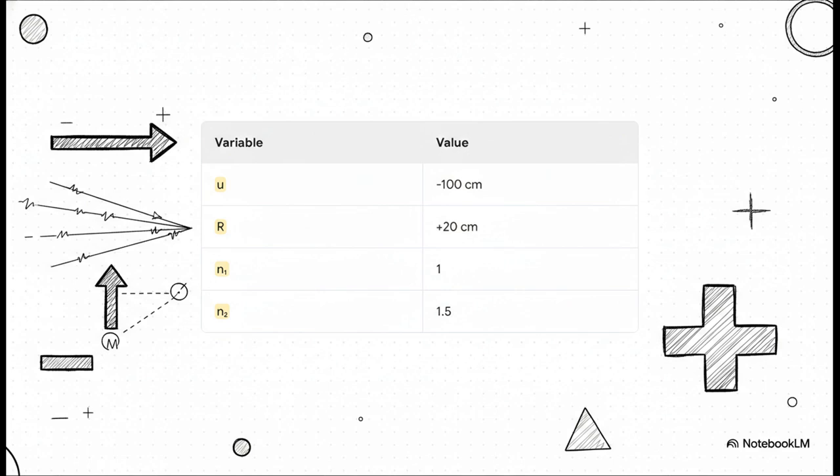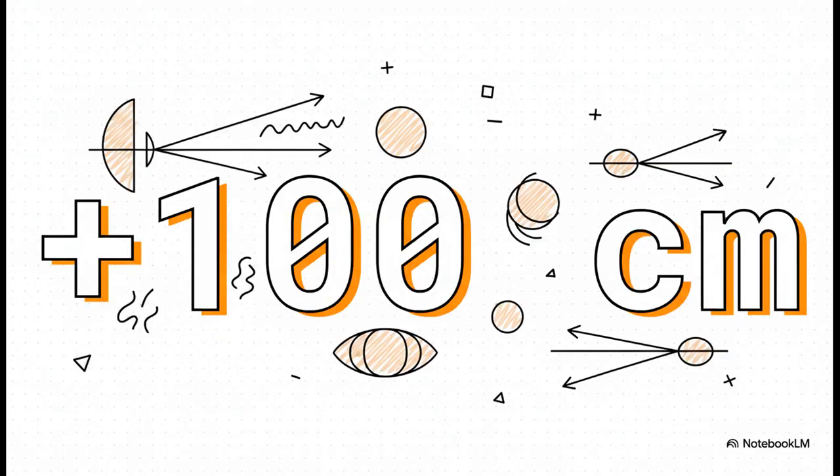So its distance u is negative 100. The center of the curve is to the right, in the direction of light, so its radius r is positive 20. So we take all our values, we carefully plug them into our master formula, we solve for v, and we get our answer, positive 100 centimeters.